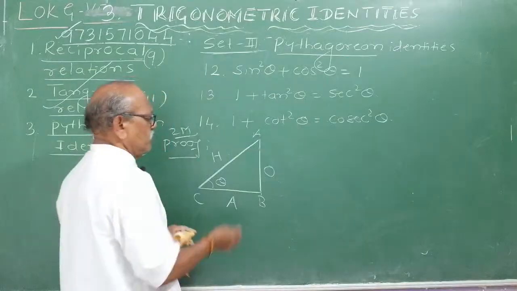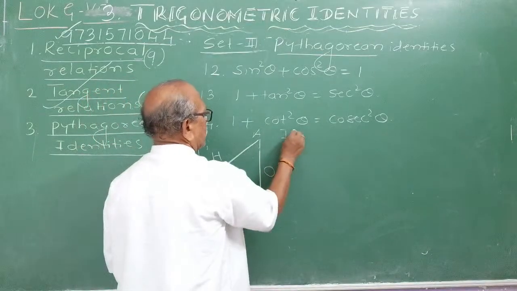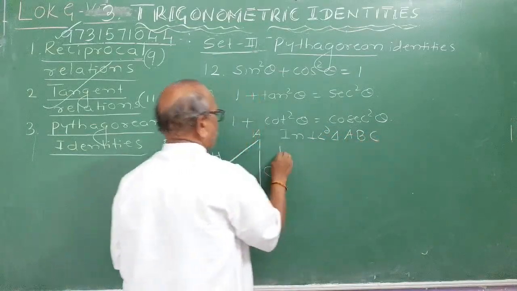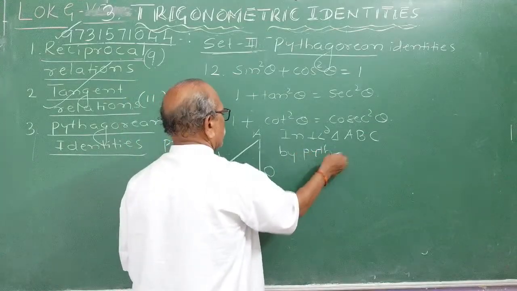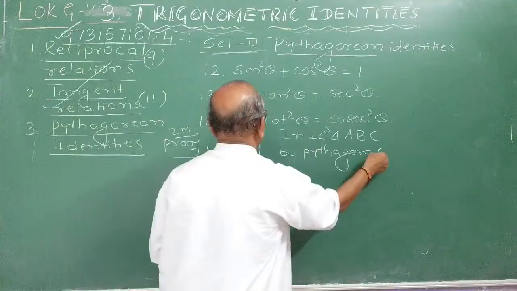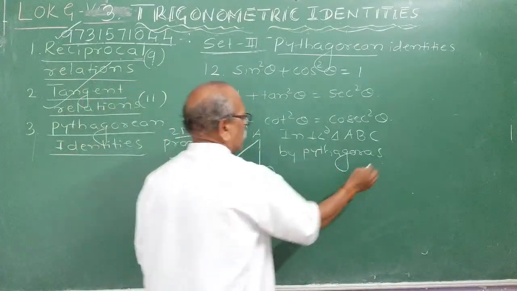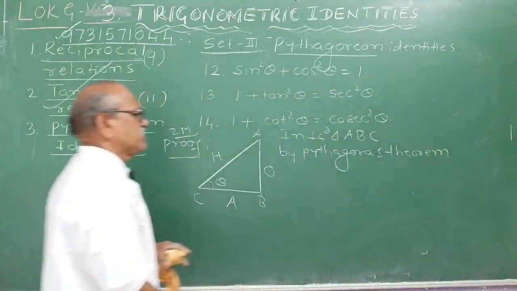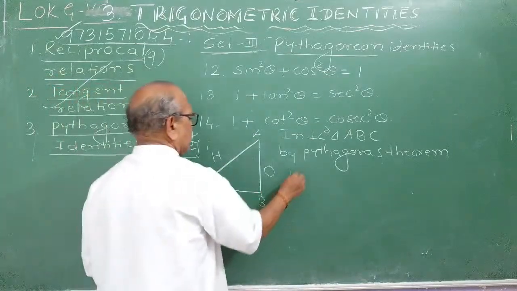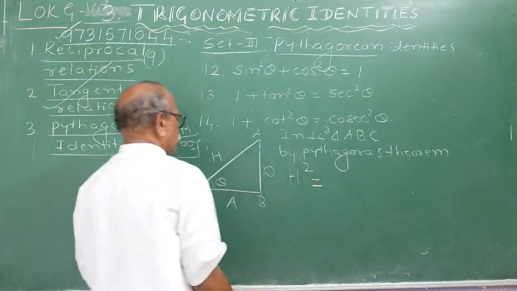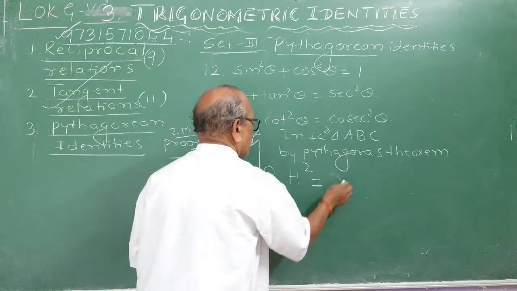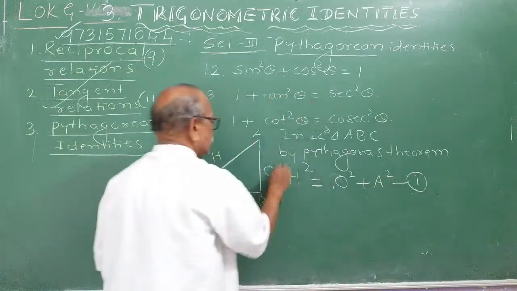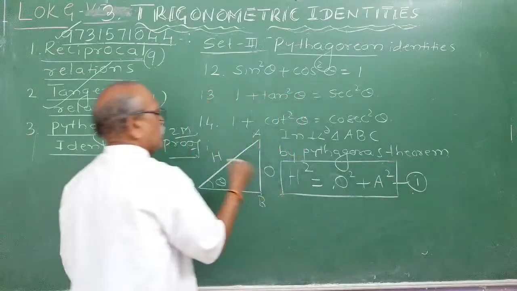Okay. And observe here. You are using Pythagoras theorem in a right angled triangle. In right angled triangle ABC, by Pythagoras theorem, proof of it. What is Pythagoras theorem? Pythagoras theorem states that in a right angled triangle, the square of the hypotenuse h square is equal to opposite square plus adjacent square. Call it equation 1. This is the main identity.